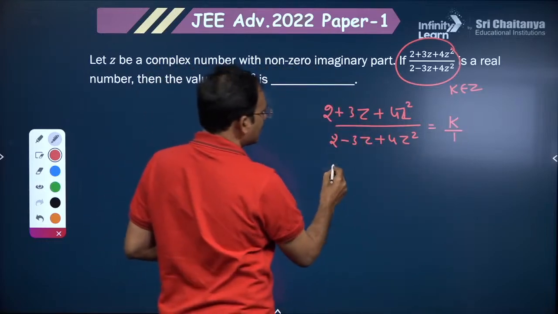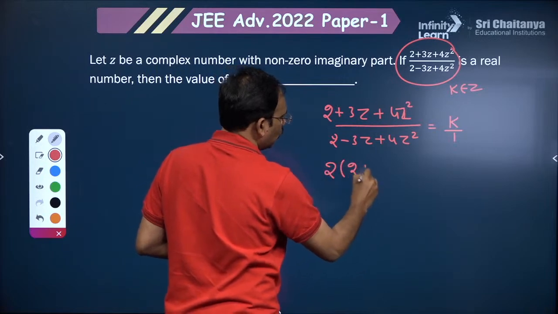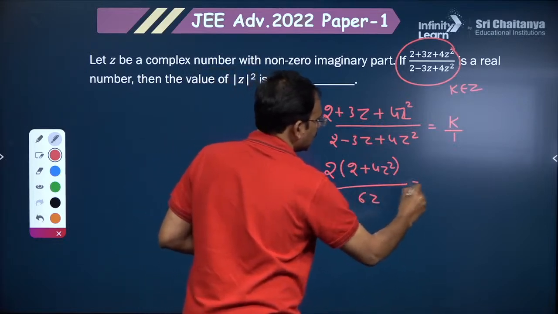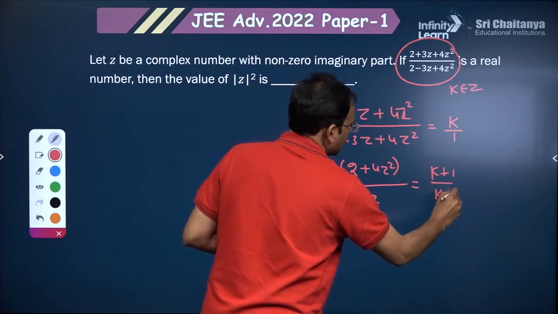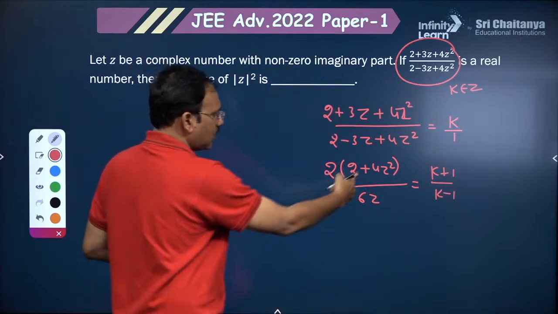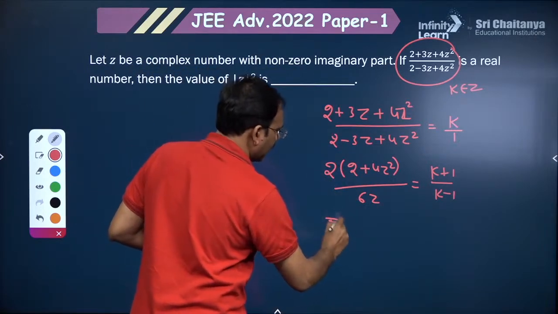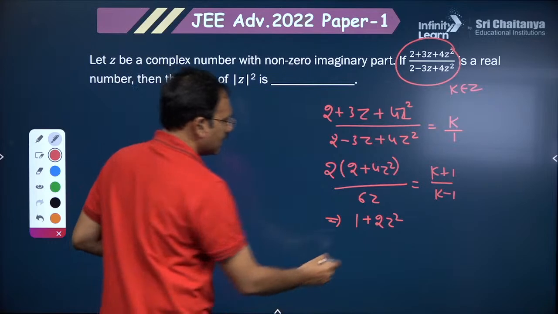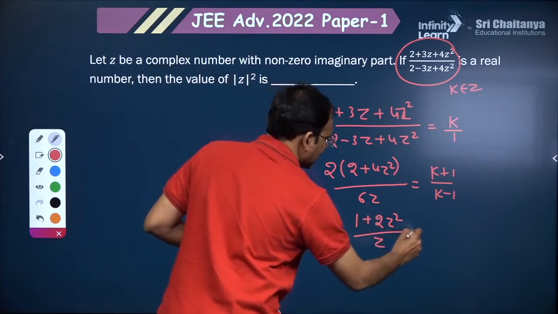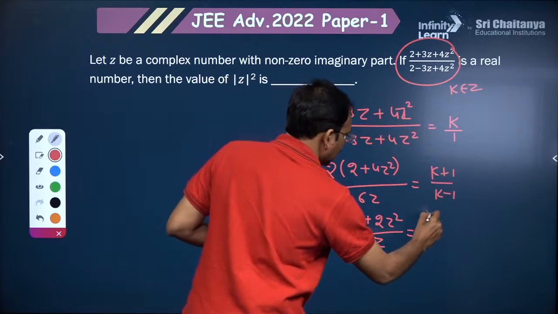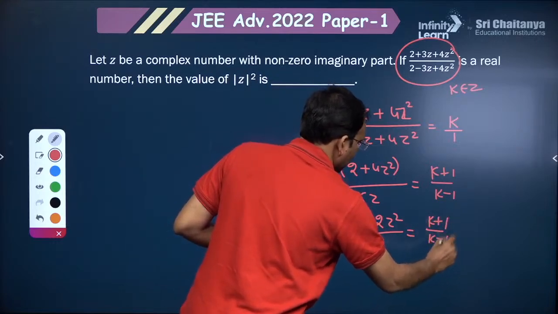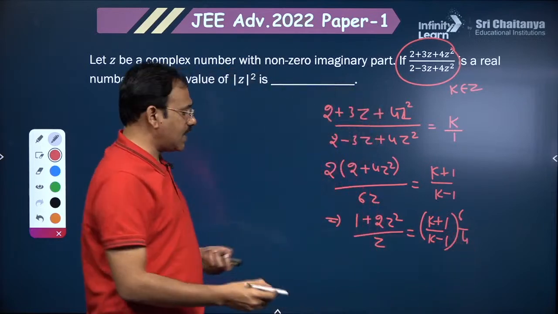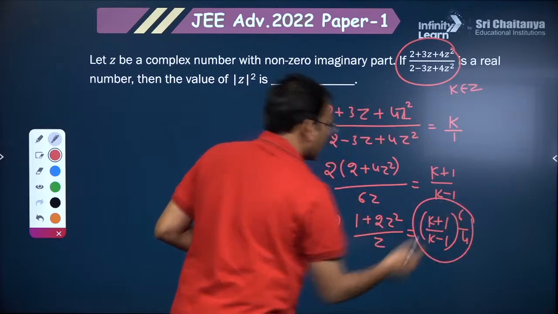So, numerator plus denominator will become twice of (2 plus 4z square), and numerator minus denominator is 6z square, which is equal to (k plus 1) by (k minus 1), which is again a real number. Here you can take one more 2 common, you will get (1 plus 2z square) by 6 z square, am I correct, which is k plus 1 by k minus 1, and you can write 4 here. Since k is a real number, even this is also a real number, friends.